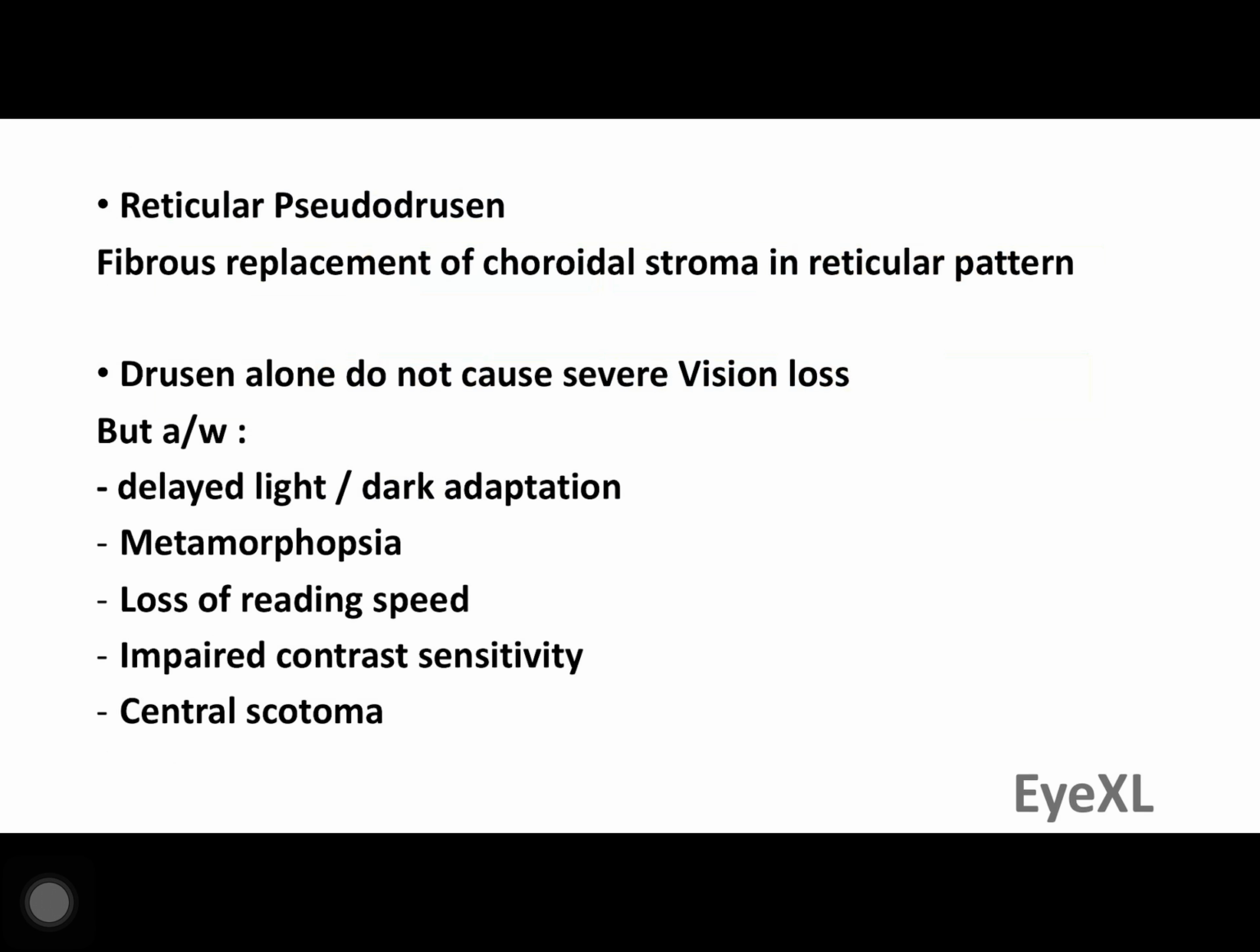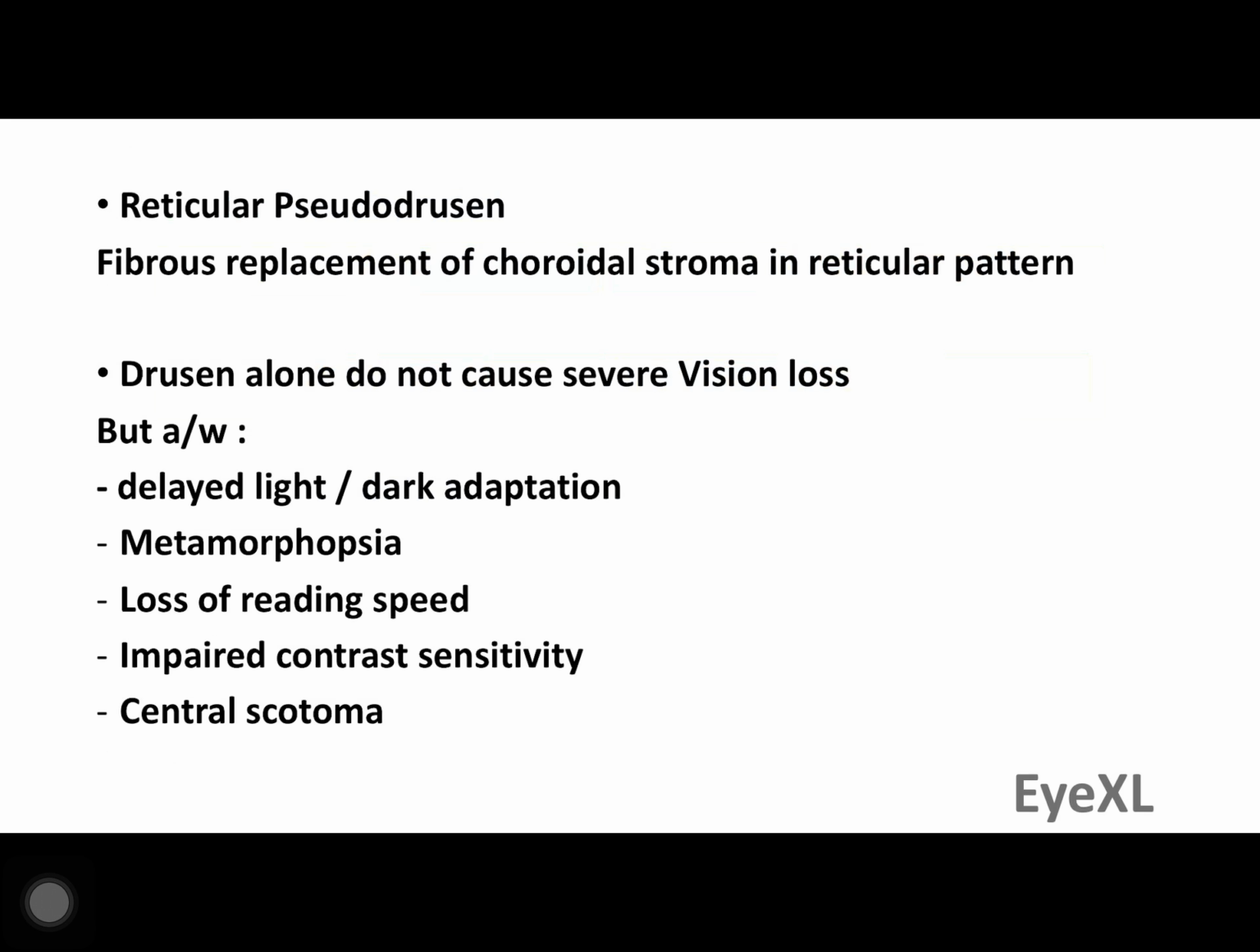One thing you have to understand, drusen alone do not cause severe vision loss. They will not make the patient finger counting 1 meter or 2 meter. They will perhaps bring the vision down to 6/60, 6/36. But there are associated symptoms that the patient can come to you with, which form the clinical features of dry ARMD. First and foremost is gradual painless diminution of vision, either unilaterally or bilaterally, depending on whether either eye is affected.